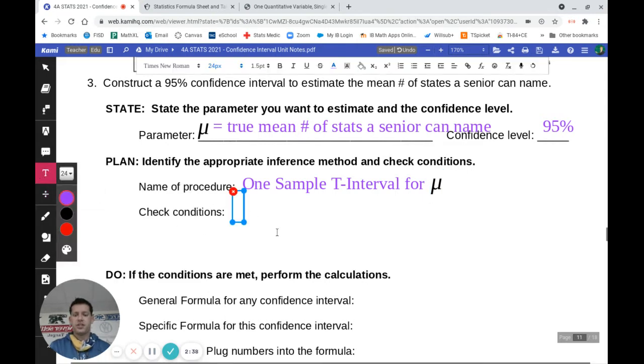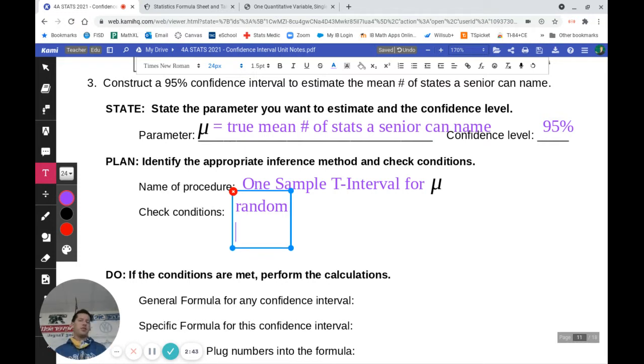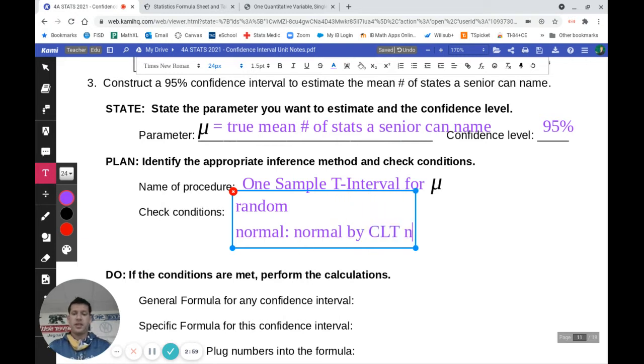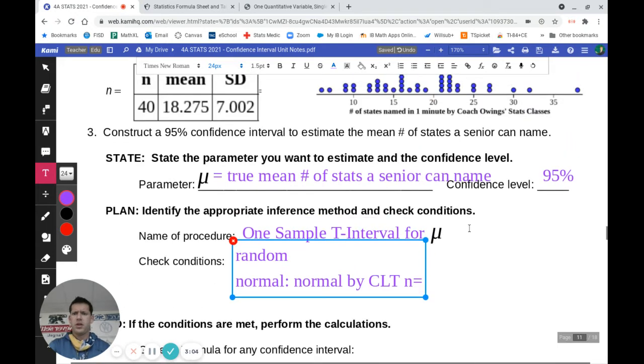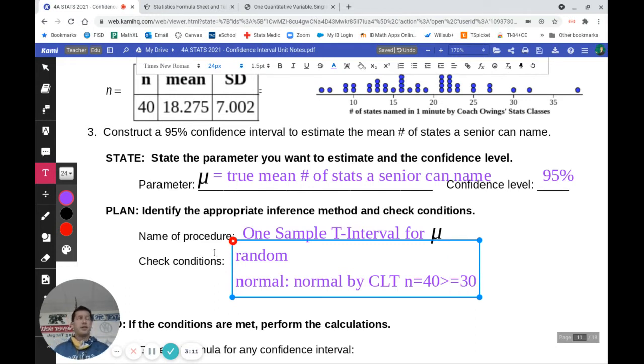We're going to check conditions. Random: kinda, check. Yeah, you guys were randomly chosen, a lot of all my stats students. And then we check normal. I had more than 30, so we can say normal by the CLT. My sample size is 40, was it 41? It was 40, which is greater than or equal to 30. So it's normal by the CLT.